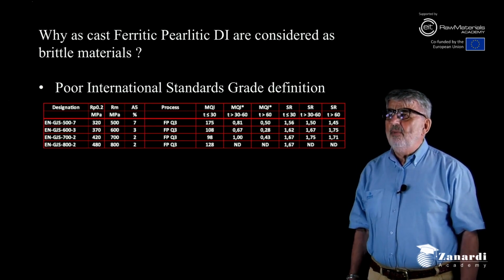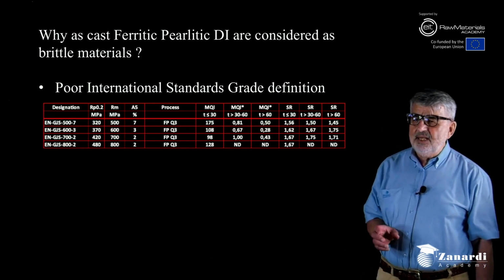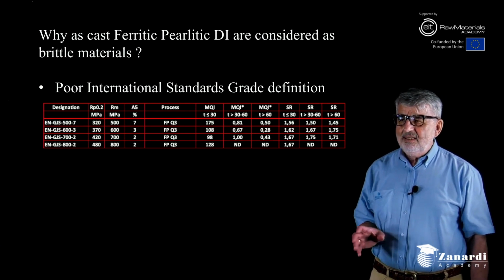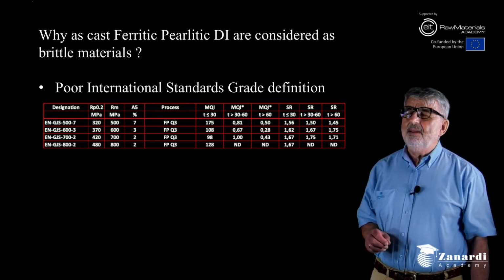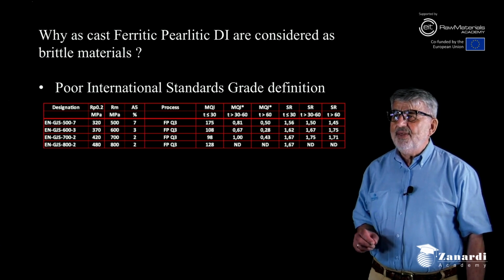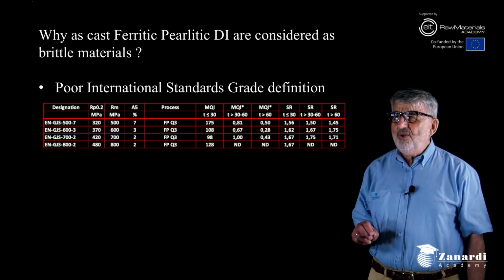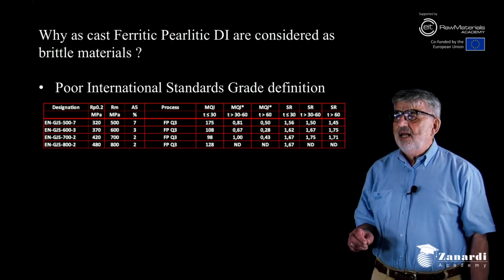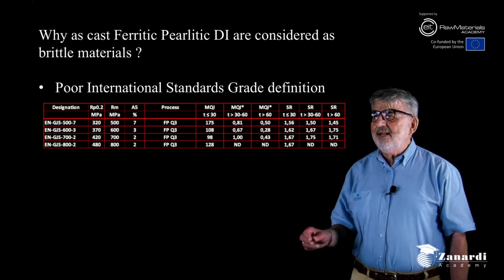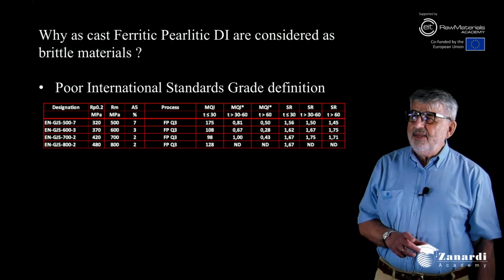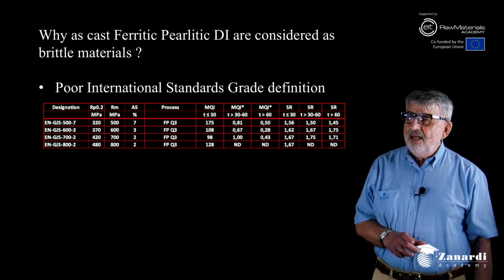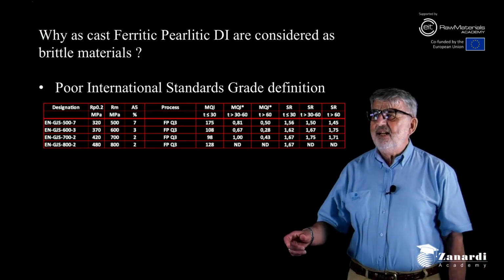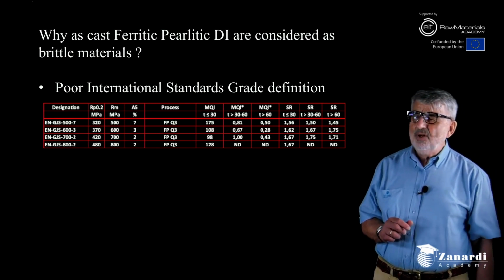And where is the problem? The problem is that pearlitic-ferritic ductile irons have a larger sensitivity to the wall thickness. And so if you pour a casting to get at least 600 in the maximum wall thickness, you will have 750, 800 in the smallest one.